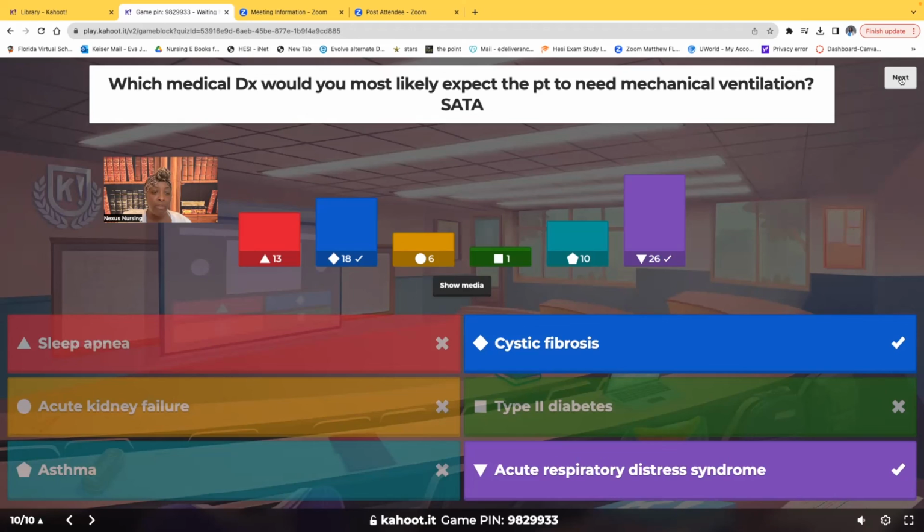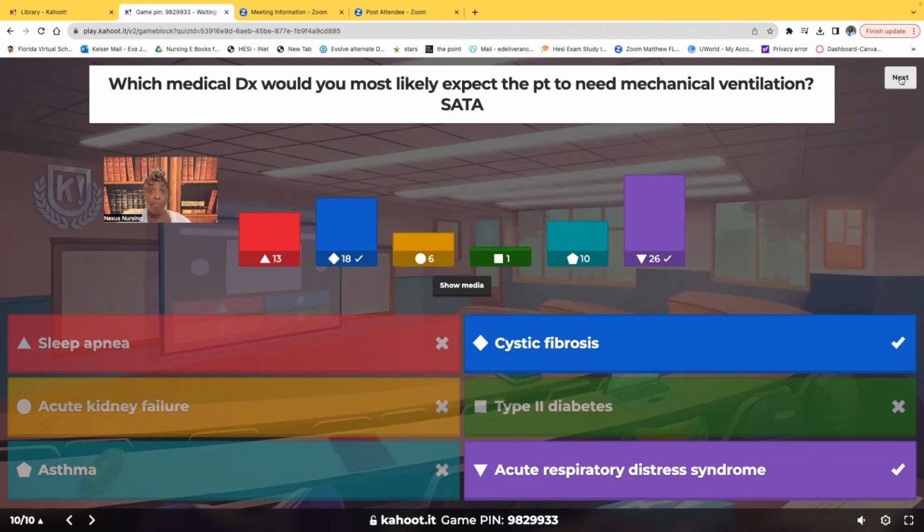How about acute kidney failure? No. Patient going into acute kidney failure, we would expect they may have to be on dialysis, but not mechanical ventilation. Patient with type 2 diabetes, no, people live with type 2 diabetes every day. There's nothing acutely going on with them that their organs are failing, especially their lungs, that they would have to be on mechanical ventilation. Just being a type 2 diabetic, we would not expect that.